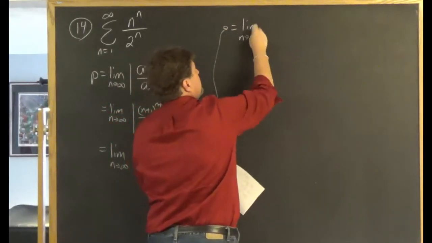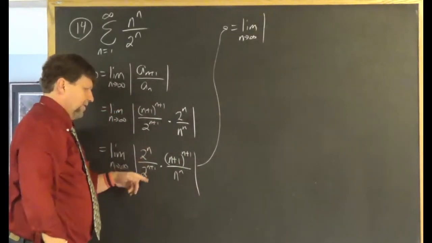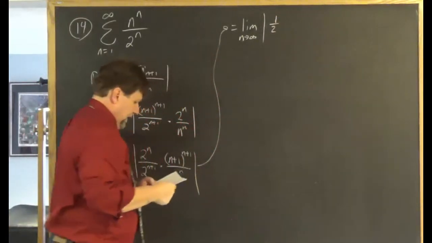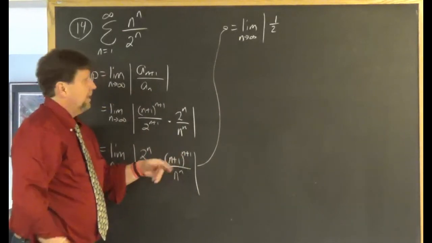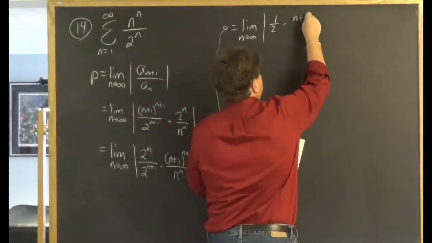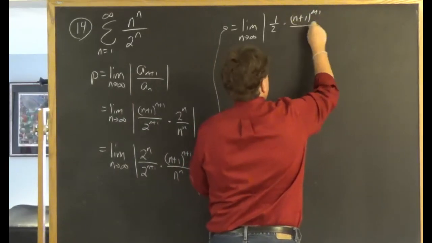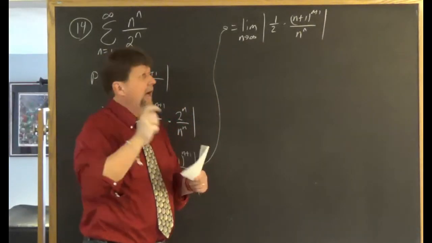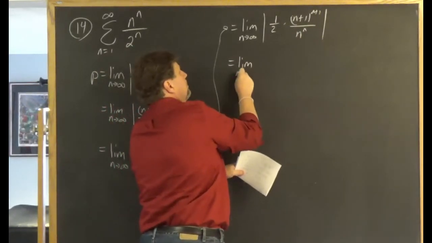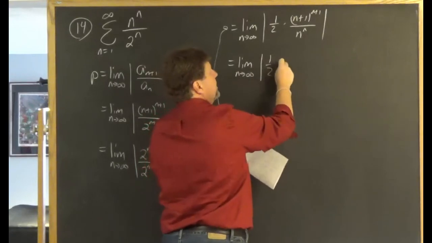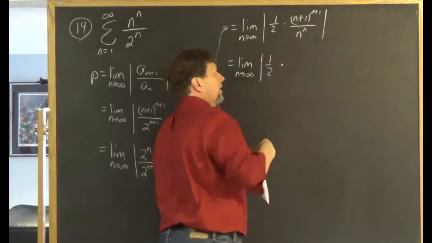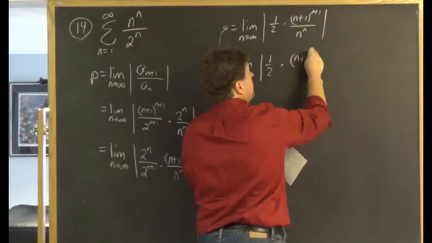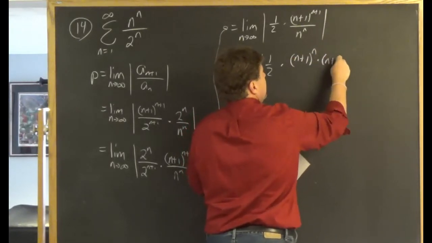So now we have the limit as n goes to infinity. Let's do a little simplifying. 2 to the n over 2 to the n plus 1 should simplify down to 1/2. And then we have n plus 1 to the n plus 1 over n to the n. Okay, it's looking like we're at a dead end, but we're not. Rules of exponents always come in handy. This numerator, n plus 1 raised to the n plus 1, I can think of that as n plus 1 to the n times n plus 1.